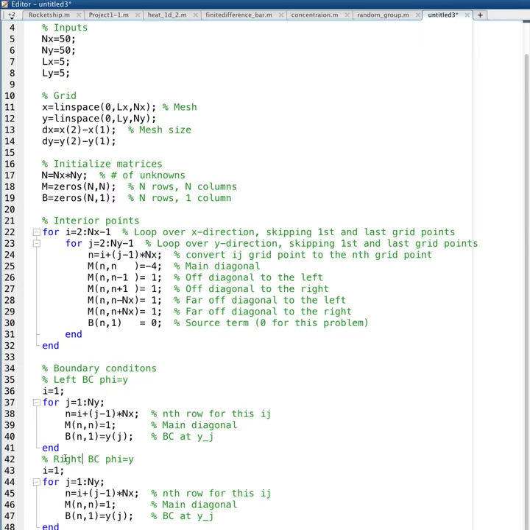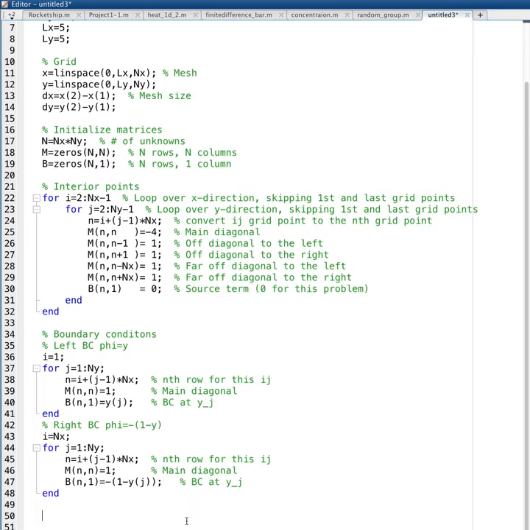So let's say the right boundary condition. At the right boundary, our boundary condition is actually minus 1 minus y. So we need to put that in here. On the right side of the domain, i is not going to be 1, i is going to be nx, because we're at the far right-hand side. I get my n, put a 1 on the main diagonal, so this all stays the same. Just my boundary condition changes. Here I'm going to have minus 1 minus y, the jth y. So there we go, we just did the right boundary condition.